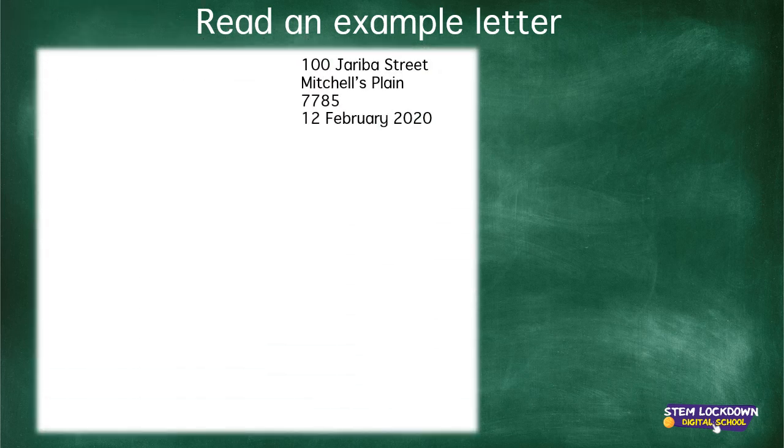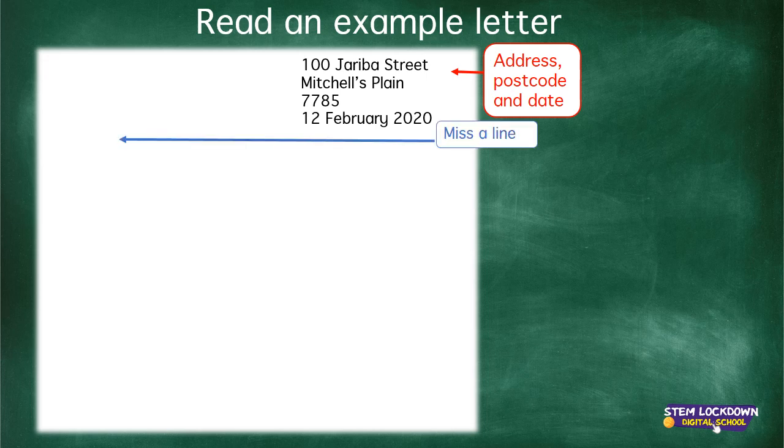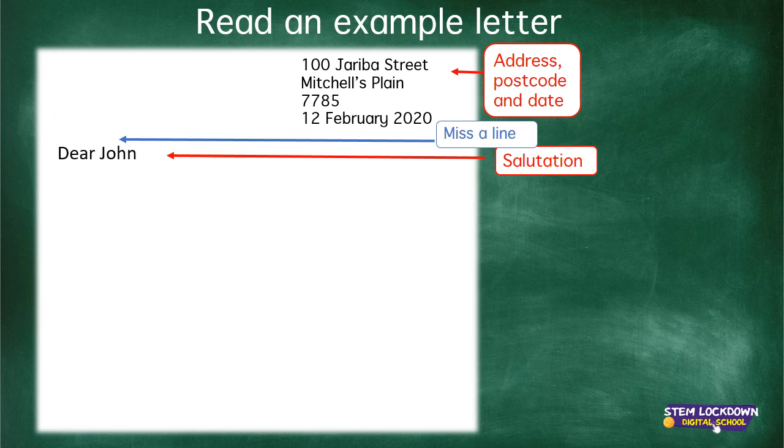Right, ready? So first of all, there is the address. 100 Yariba Street, Mitchell's Plain, 7785, 12th of February 2020. You can see that it's the address, the postcode, and the date, right? Then we miss a line, and we have the salutation, Dear John. We miss another line.